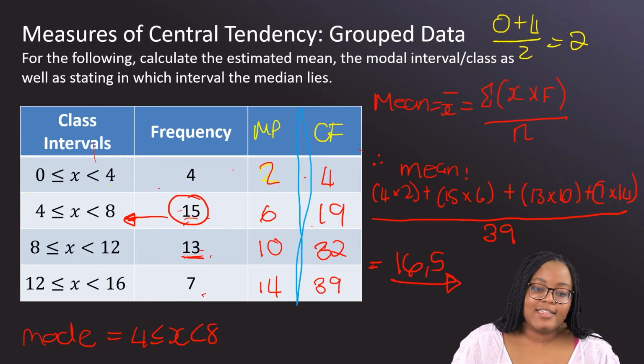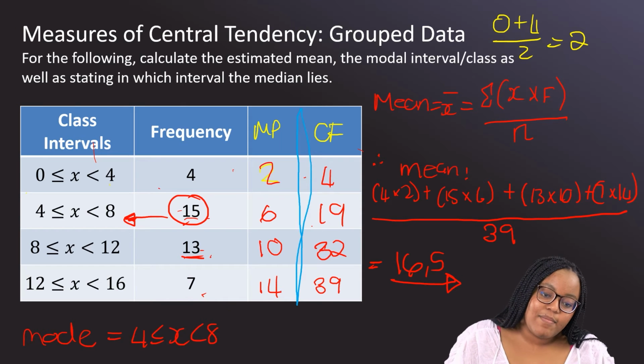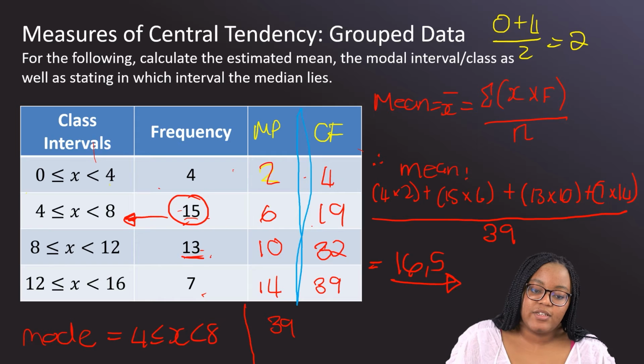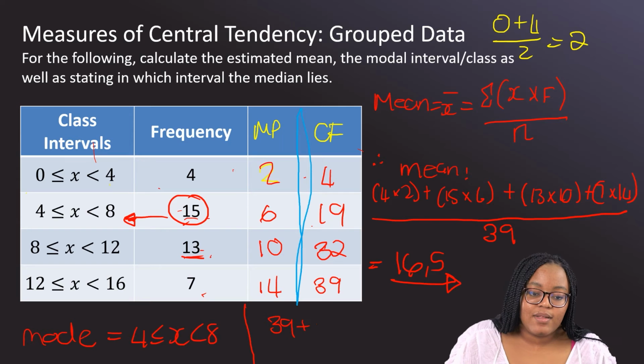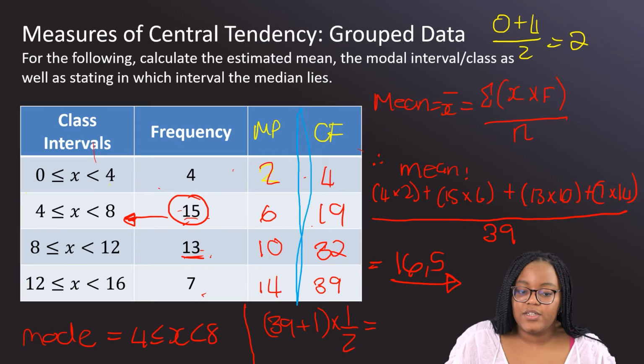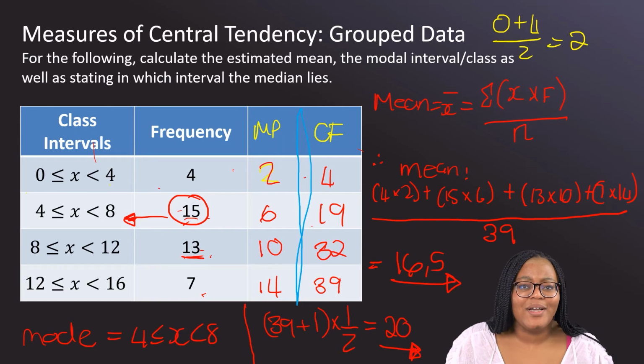Now let's take a look at the median interval. So we remember that our median is the midmost value, and we calculate our median in grouped data by adding our cumulative frequency 39, which is just describing the total number of data variables in our data set, plus 1, multiplied by a half, as we did earlier, and that is going to be 40 divided by 2. So our median is going to lie at 20. So that is where we have 20 data values.